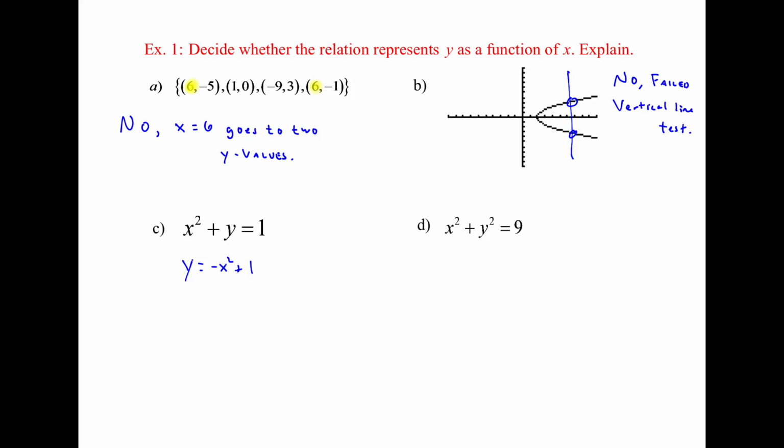It's a U-shaped graph. We'll talk about transformations. It does open down because of the negative. And so y equals, when you plug in an x value, let's just plug in, let's say 1 for example. 1 squared is 1, that would be -1 plus 1 is 0. You don't get back two different y values, you only get back 1. So this would be a function, so yes. And the explanation, you can say something about x is paired with exactly one y value. Every x is paired with exactly one y value.